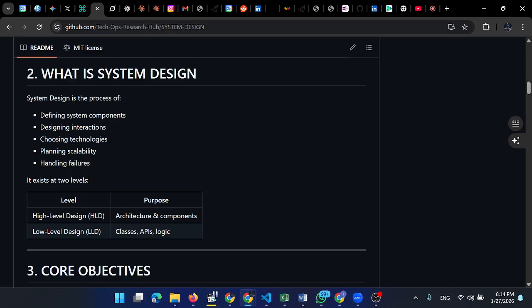And then choosing technologies. When it comes to technologies, this basically means the kind of programming languages that you're going to use, the kind of tools you're going to use, and whether they are open source tools. You really have to be clear about the technologies you're going to use.